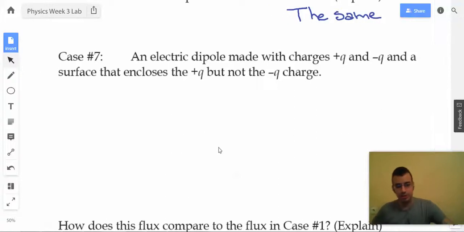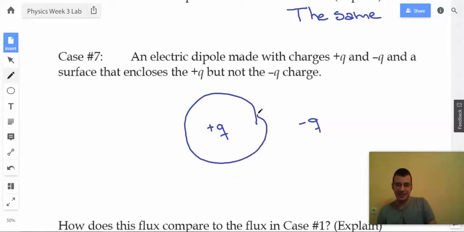An electric dipole made of positive Q and negative Q in a surface that encloses positive Q but not negative Q. Okay, they're trying really hard on this one, and I will give them that. What color was Washington's white horse? It was white. All right, same concept here.